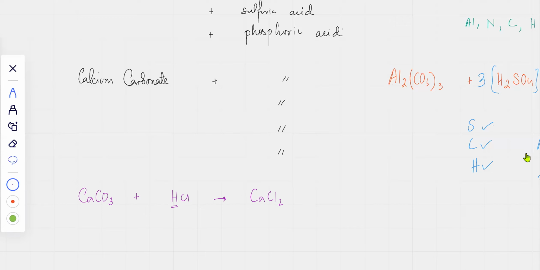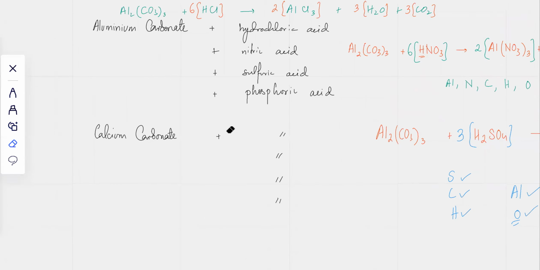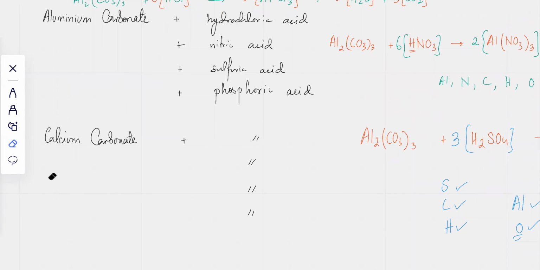Okay. So, everyone start sending me the answers. So, I'm disconnecting from here. Send me the answers to all these questions. Take a snapshot if you want to. It's just aluminium carbonate with these acids and calcium carbonate with these acids. I'll send it now.